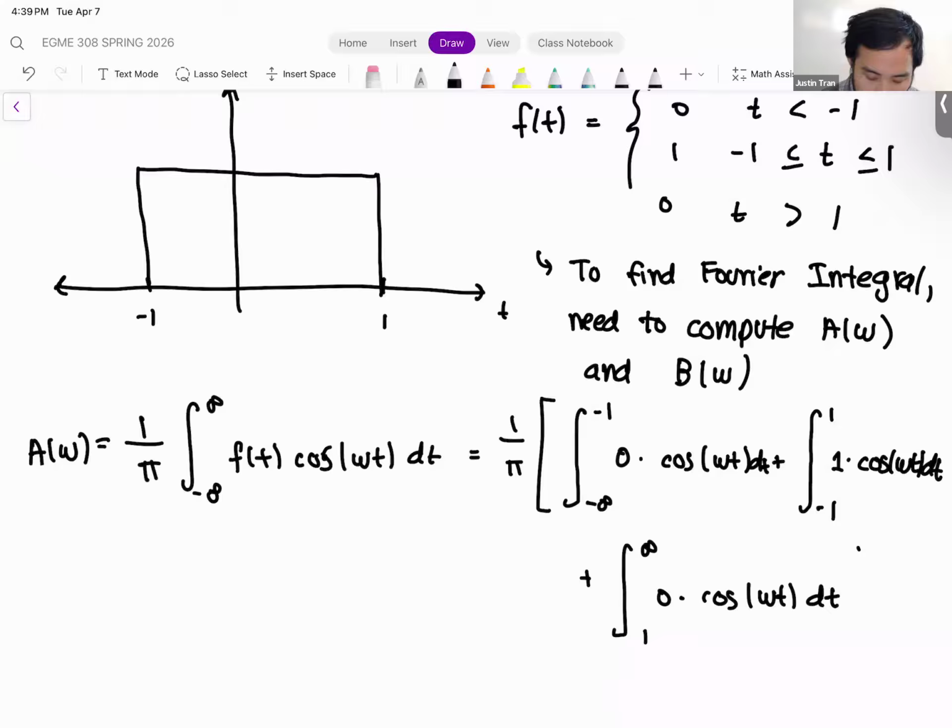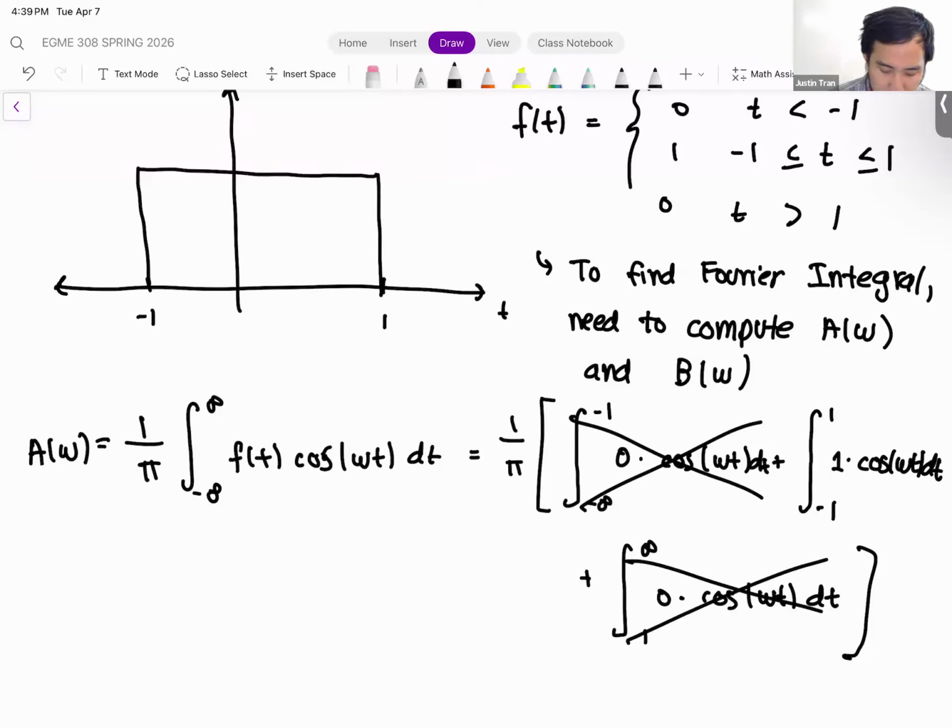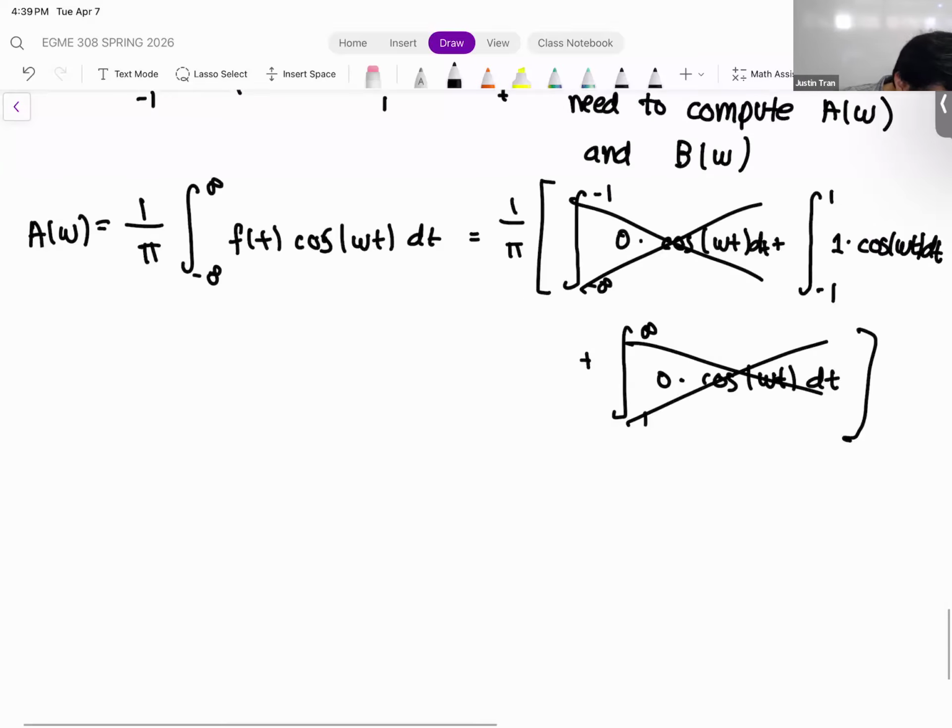And I forgot to close bracket. Close bracket. All right, so obviously the first and the third integral are going to be 0 just because we have the integral of 0, which is 0, right? And so these ones are going to cancel out. All we're left with is the integral from minus 1 to 1 of cosine omega t dt with a 1 over pi out in front. This is equal to 1 over pi integral minus 1 to 1 cosine omega t dt.